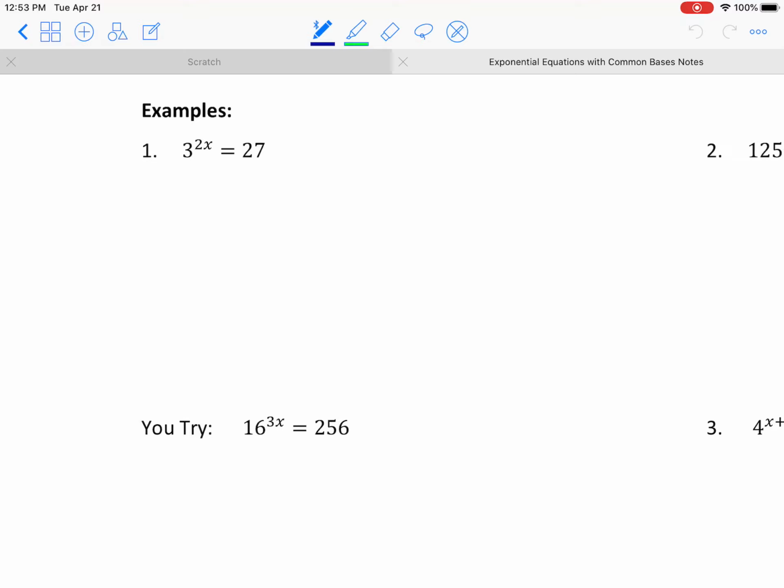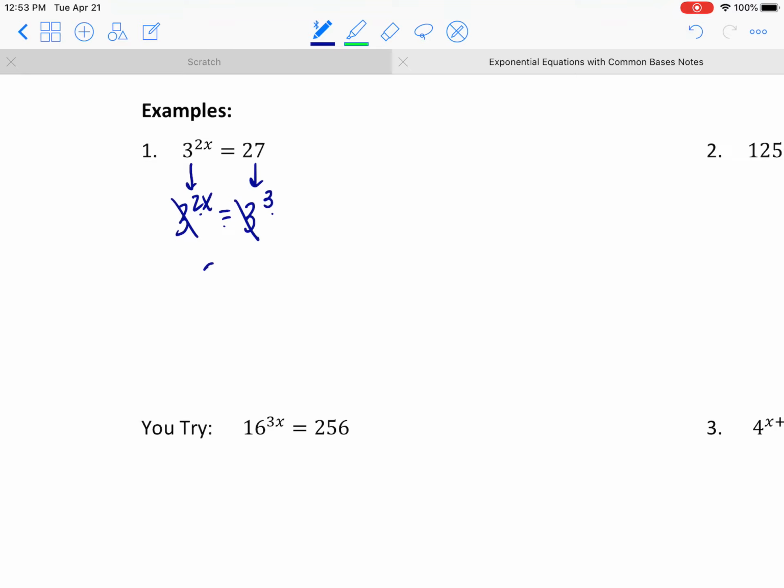Okay, so let's try this out here. So 3 to the 2x power equals 27. We're looking for a common base there. I'm hoping we know that these are both powers of 3, that 3 is 3 to the 1st power, and that 27 is 3 to the 3rd power. So since this side is already written as a power of 3, I'm going to leave it alone. This side I'm going to rewrite as, instead of 27, 27 is 3 to the 3rd power. All right, now I have common bases.